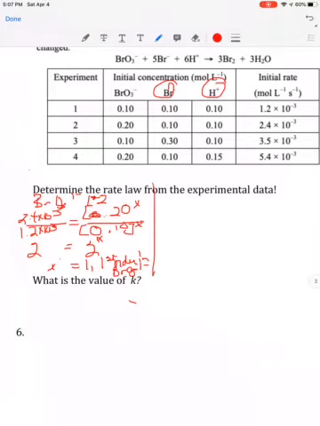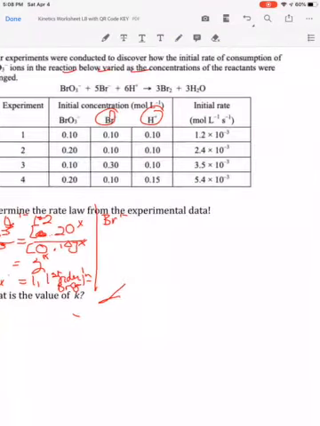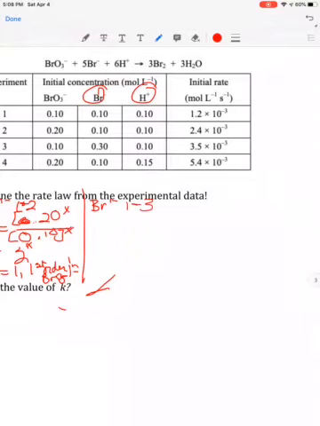Then let's look at Br 1 minus. For this one, we are going to use trials 1 and 3. We can see the BrO3 is held constant, and the hydrogen is held constant. So for this, I don't know if I left enough room there. I might have to erase that. Sorry about that.